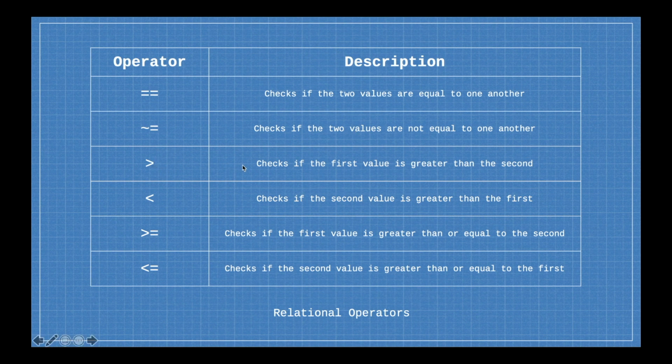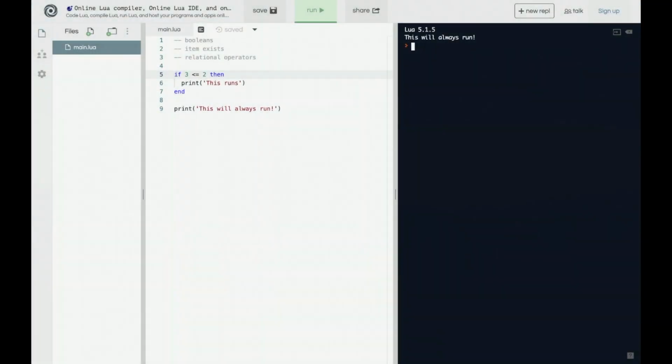Another one is greater than, to check if the first value is greater than the second. Another one's less than, to check if the second value is greater than the first. And then there's greater than or equal to, to see if the first value is greater than or equal to the second, or less than or equal to, to see if the second value is greater than or equal to the first. And with that said, this is how you would do it through Lua.